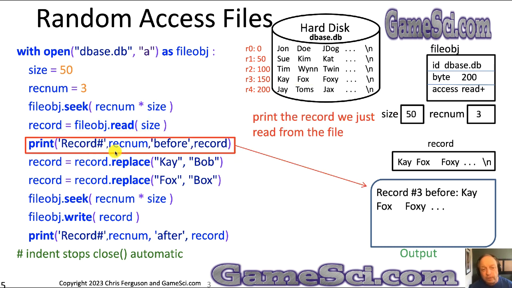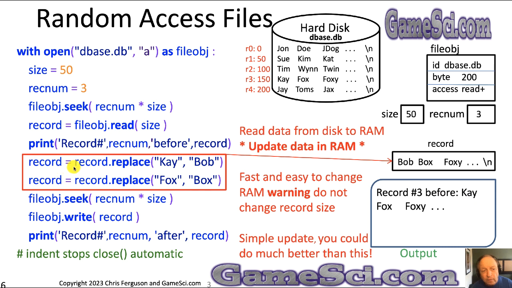Print record number 3 before and then the output of the variable record. Let's print the record we just read from the file, and there it is, record number 3. Before I did anything to this file, it is kfox foxy, and there is its output. record equals record.replace K with Bob. record equals record.replace Fox with Box.